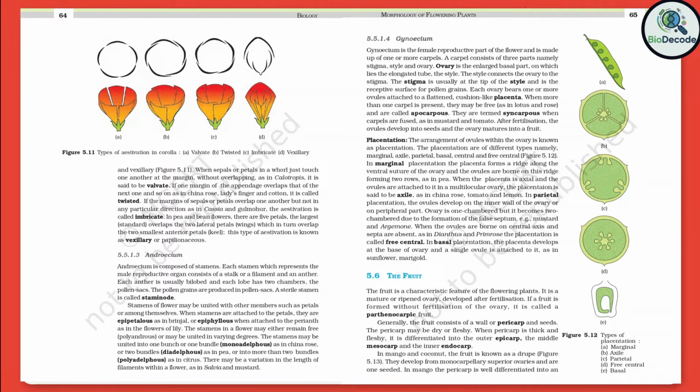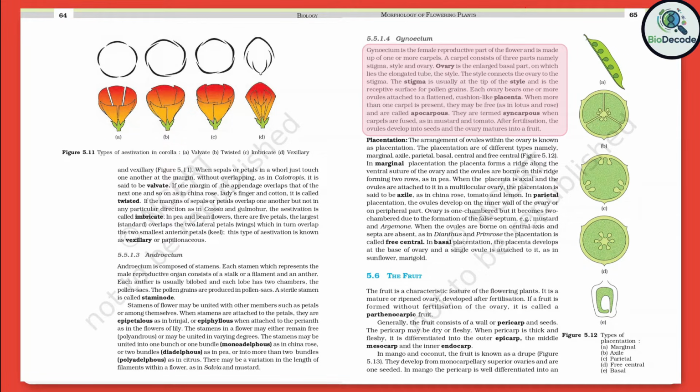Gynoecium. Gynoecium is the female reproductive part of the flower and is made up of 1 or more carpels. A carpel consists of 3 parts, namely stigma, style, and ovary. Ovary is the enlarged basal part, on which lies the elongated tube, the style. The style connects the ovary to the stigma. The stigma is usually at the tip of the style and is the receptive surface for pollen grains. Each ovary bears 1 or more ovules attached to a flattened, cushion-like placenta.